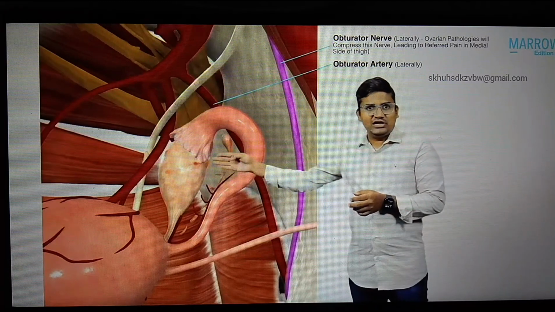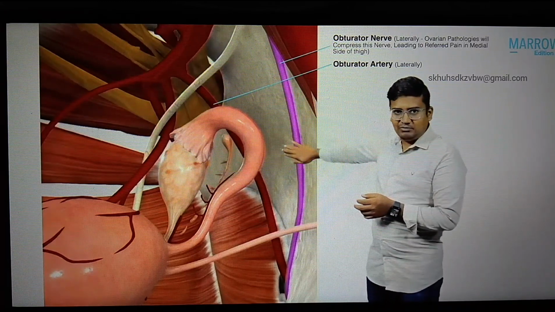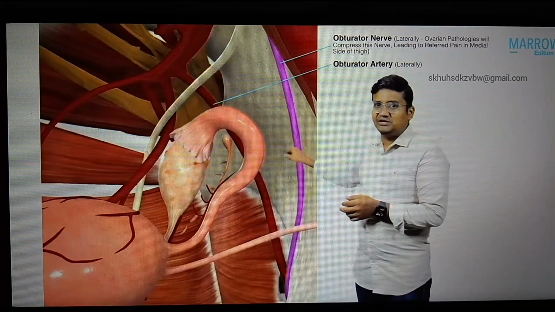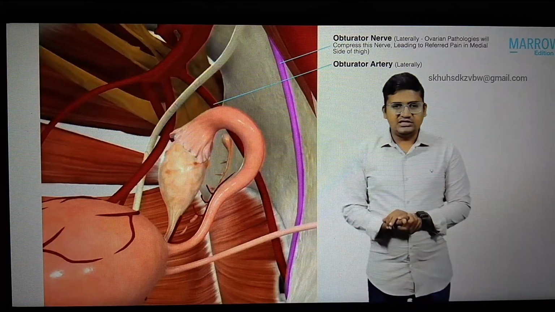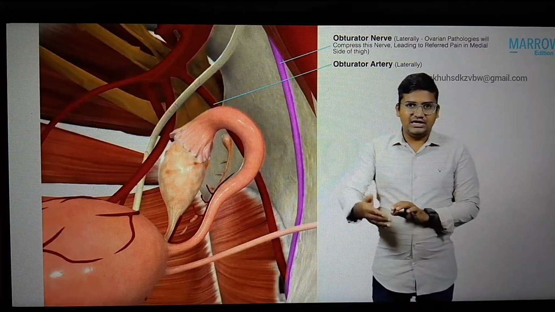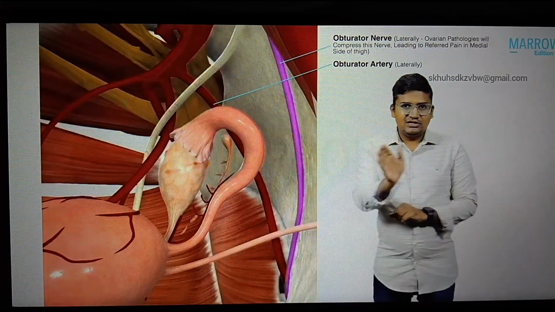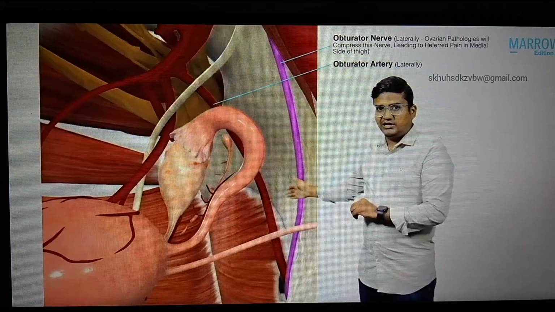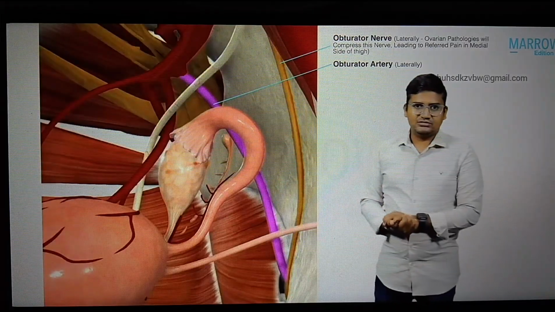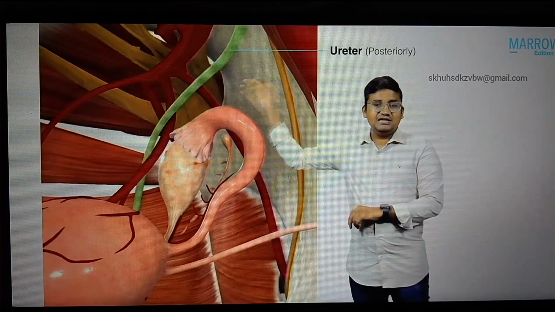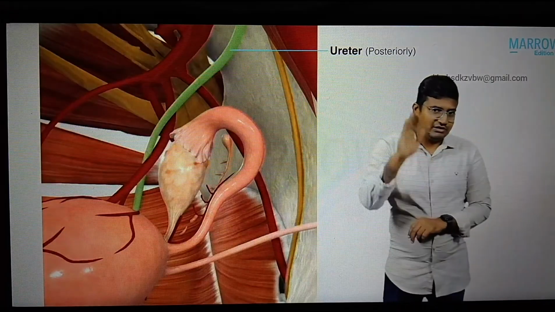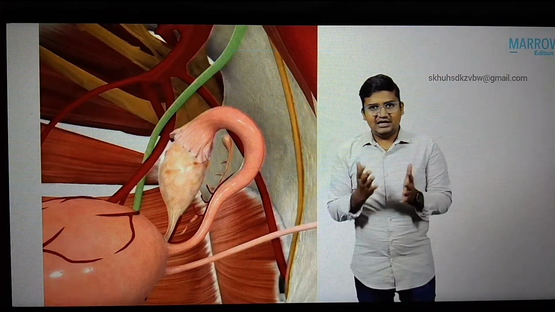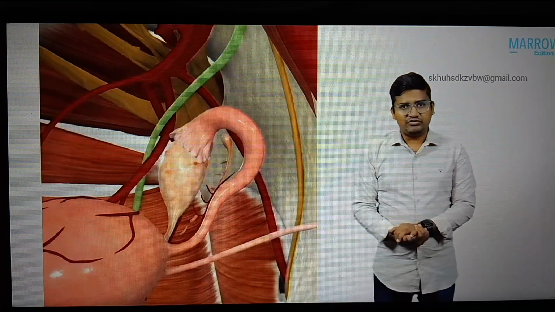That is why any ovarian pathology that compresses the obturator nerve causes pain in the medial side of the thigh. Now this is the boundary of our ovarian fossa. In front, external iliac vessel; behind, internal iliac vessel and ureter; and in the lateral wall, obturator nerve and obturator vessel. See here, the ureter is passing behind the ovarian fossa. Please don't forget that. This is the animation for the boundary of the ovarian fossa.